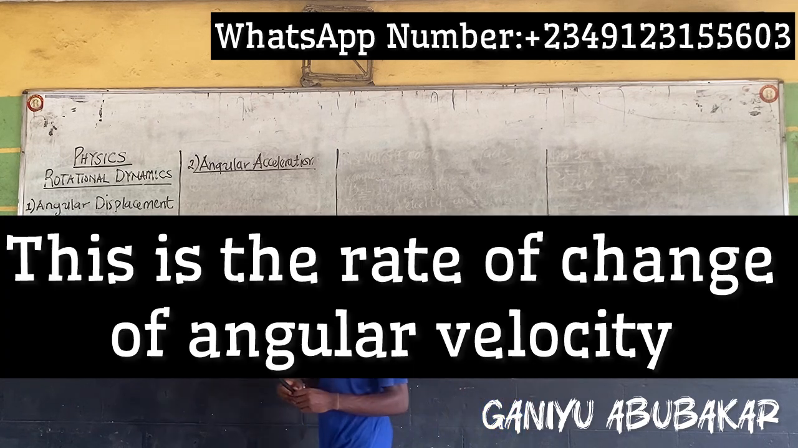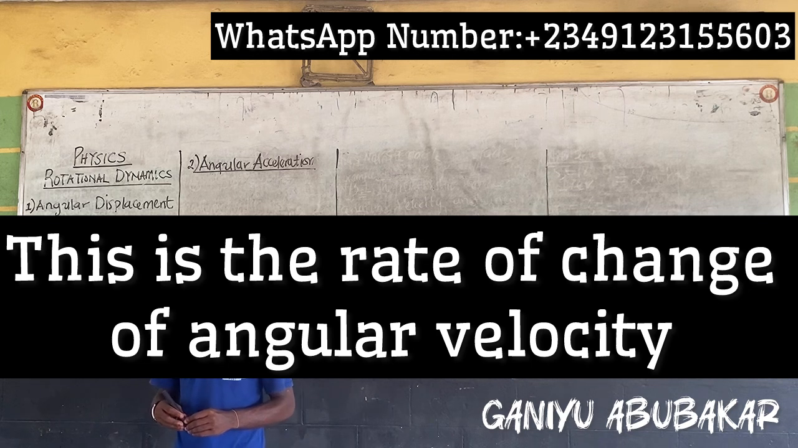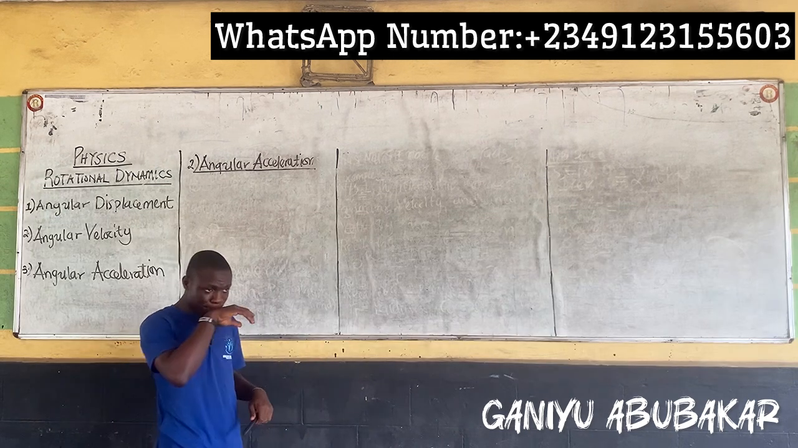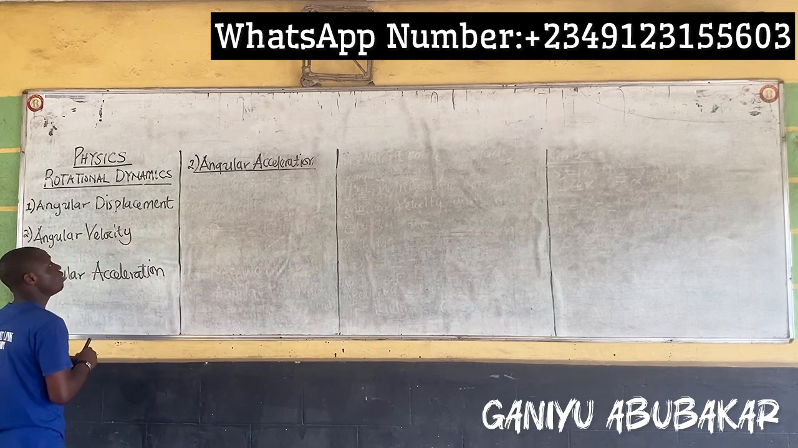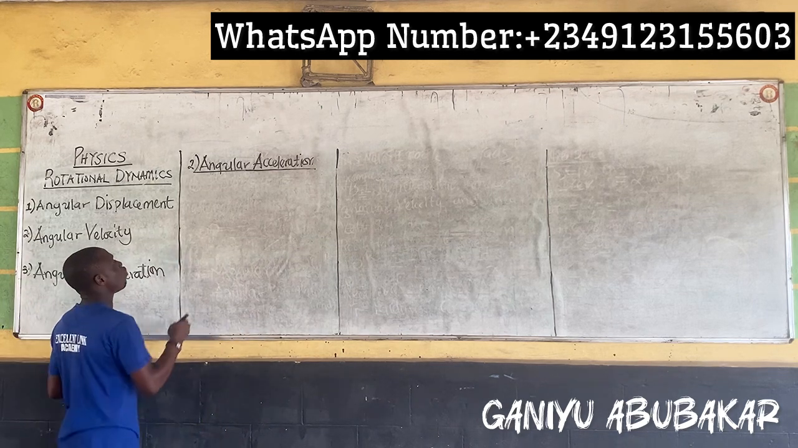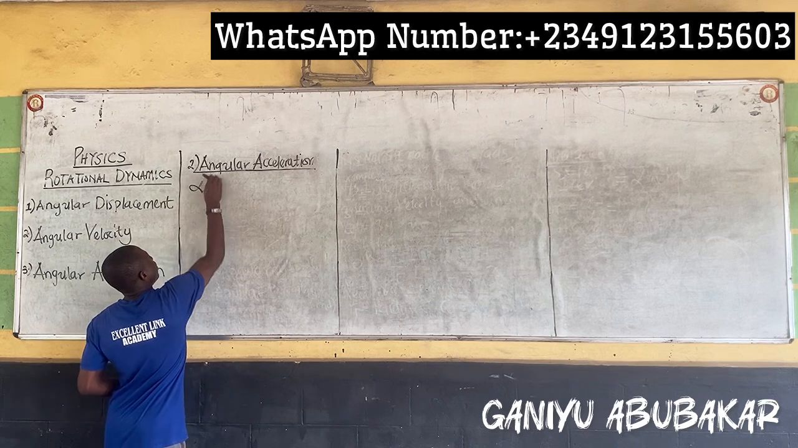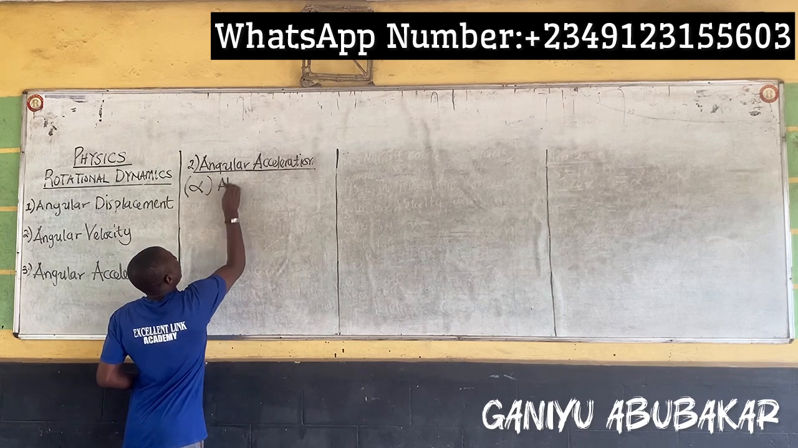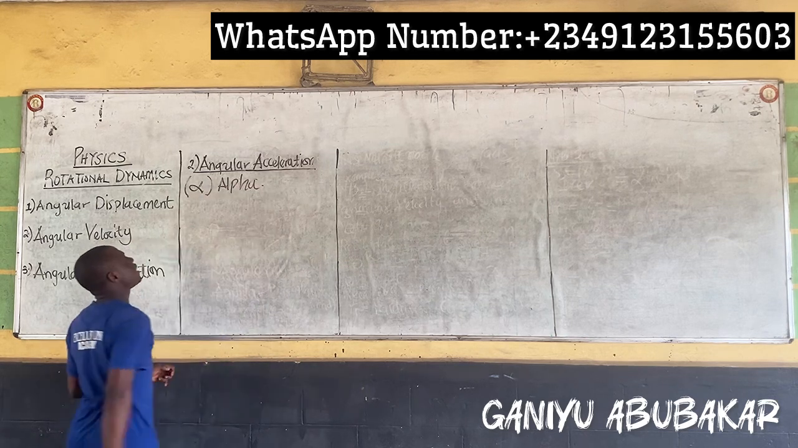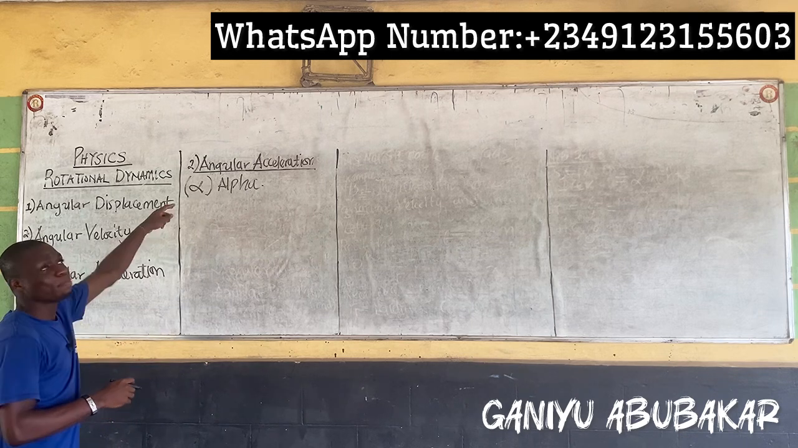Let's look at the second concept, called angular acceleration. By definition, angular acceleration is the rate of change of angular velocity. It is represented by a Greek symbol called alpha.